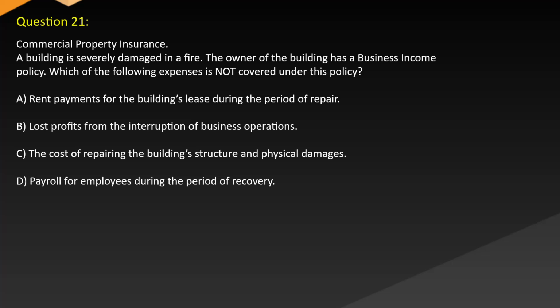Question 21. Commercial property insurance. A building is severely damaged in a fire. The owner of the building has a business income policy. Which of the following expenses is NOT covered under this policy?